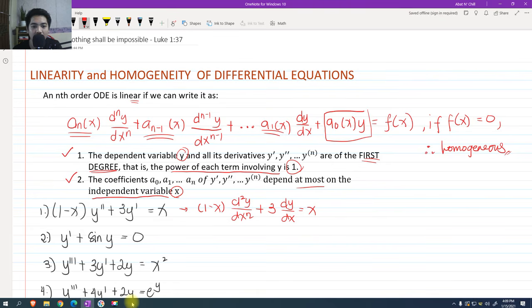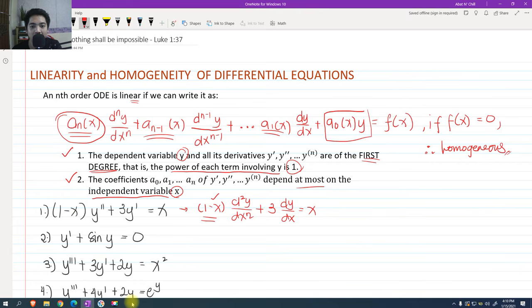Okay? So 1 minus x is purely in terms of x and a constant. So that is a check, because we don't want this value to depend on the dependent variable y. It should depend on the independent variable, which in this case is x. So that is correct. So in this one, we have the second derivative.